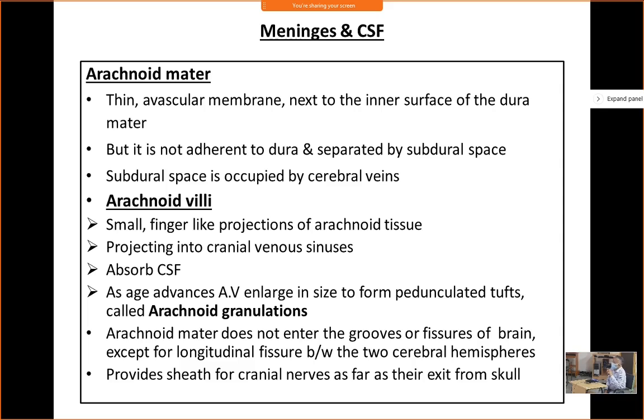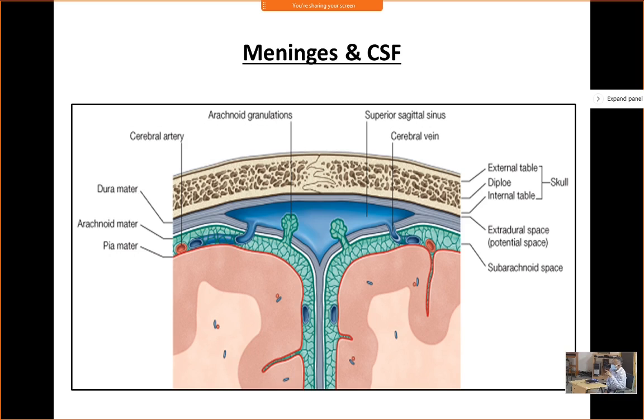Now it absorbs the CSF, which is present in the subarachnoid space. You see the subarachnoid space and the dural venous sinus communicate through the arachnoid villi. In the subarachnoid space, the red line is our pia mater and the green line is our arachnoid mater. In between them is a space, and that space is the subarachnoid space. In the subarachnoid space, we have the CSF.